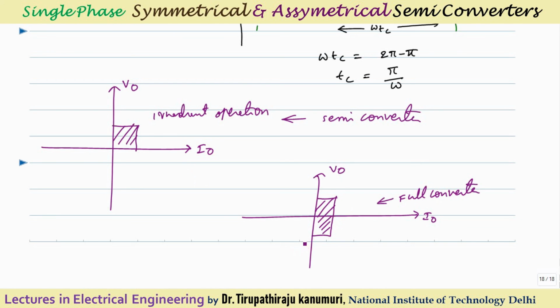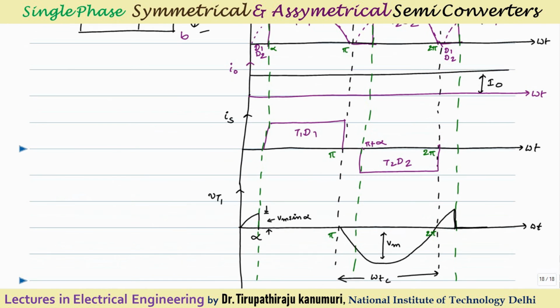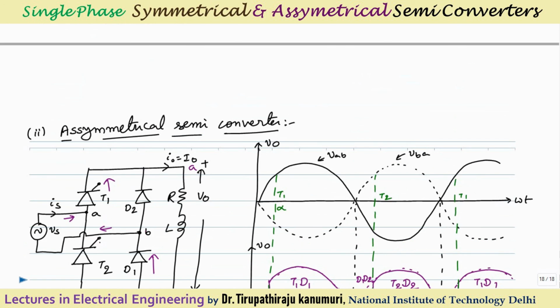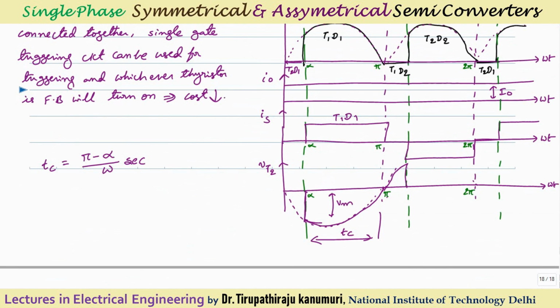And the second advantage of the semi-converter we are going to prove in performance parameters: the semi-converter will have a better power factor compared to the full converter because of the freewheeling action. Because of the freewheeling action, automatically the power factor is improved in the semi-converter compared to that of the full converter. So I hope the semi-converter concept is completely clear to you.